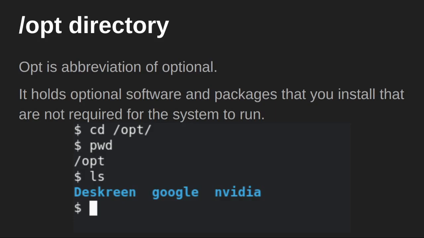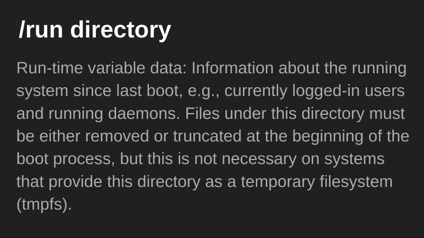So here we can see that we have directories such as Deskreen, Google, and NVIDIA. So Google might have Google Chrome, which we do not need to actually run the operating system, because the Linux operating system doesn't really depend on Google Chrome. Similarly, for the NVIDIA graphic drivers and the Deskreen directory. Now let's move to the next directory and then to the next slide.